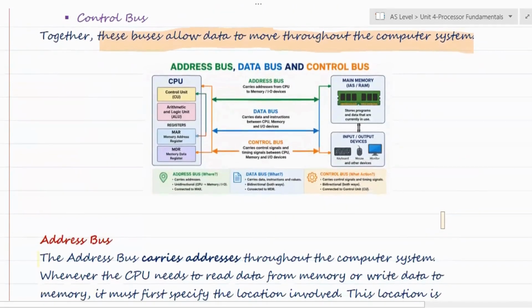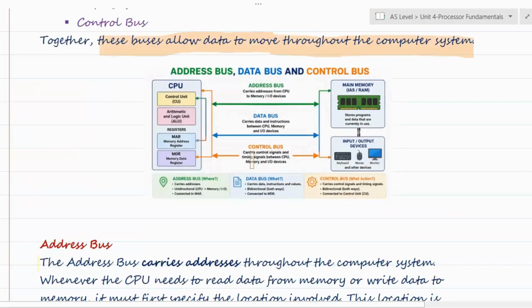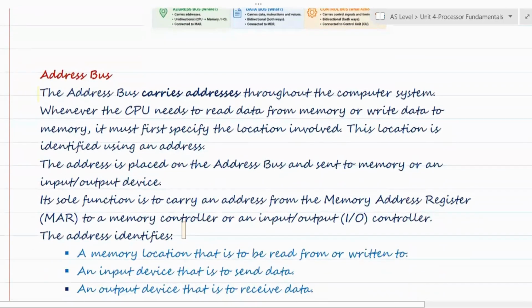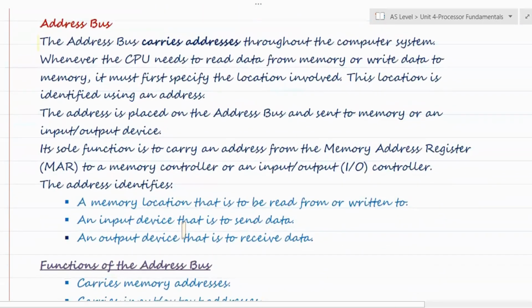Have a look at this picture. So here it is displayed how all three buses are connecting different parts or components of a computer system inside the CPU. Now let's have a look at them one by one. First of all, let's start with the address bus.